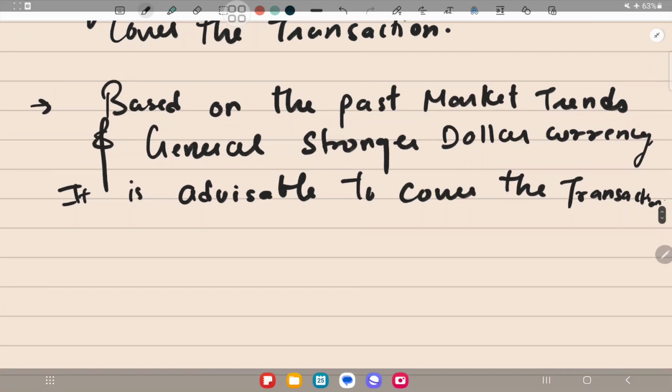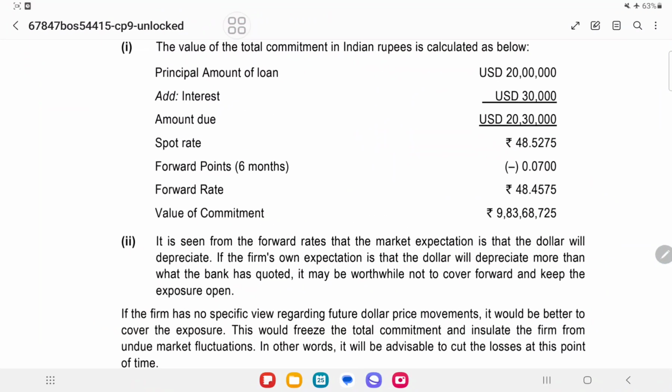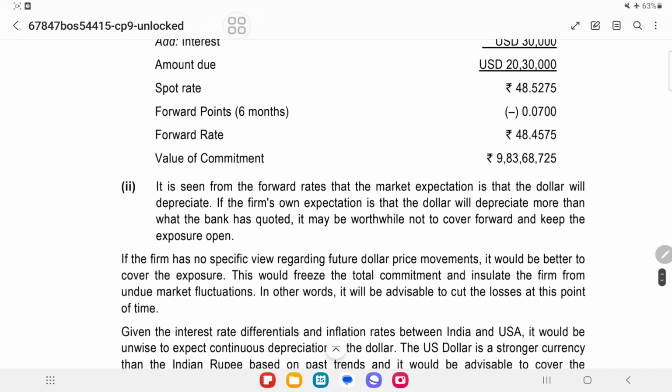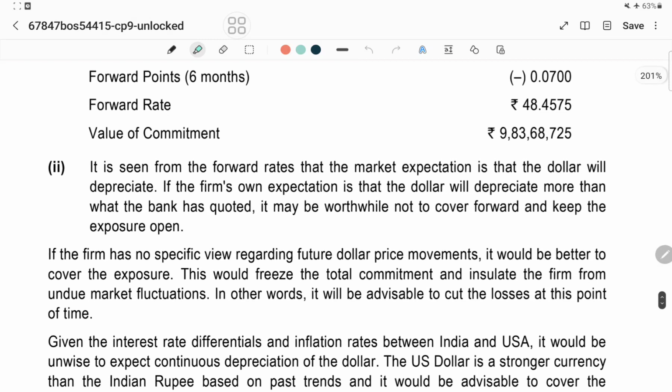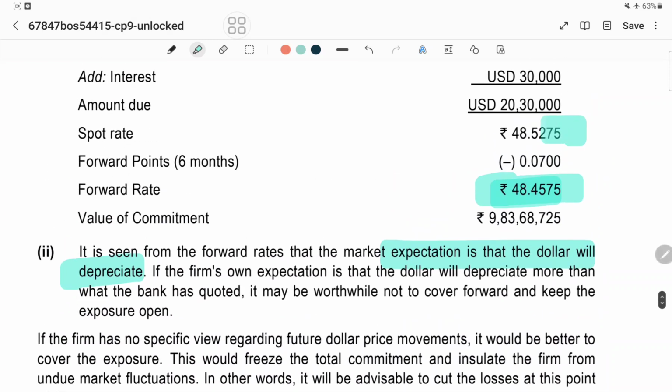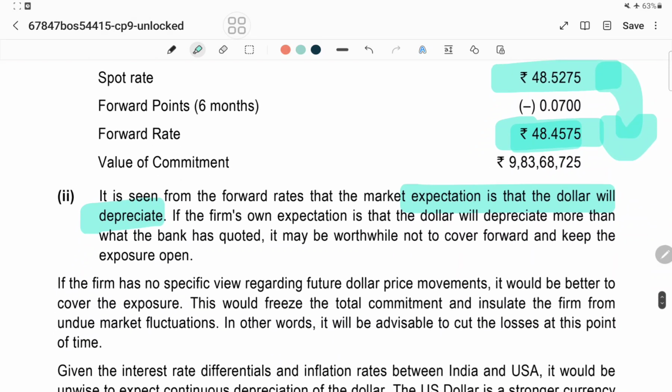If you need to see the reasons correctly, we can also go to the study material and read that. We'll just wait a minute and read this part. See, it is seen from the forward rates that the market expectation is that the dollar will depreciate. Yes, we know the forward rates, right? This was one of the forward rates, 48.4575. Then the market rate is depreciating and the spot was 48.5275. There is a depreciation.